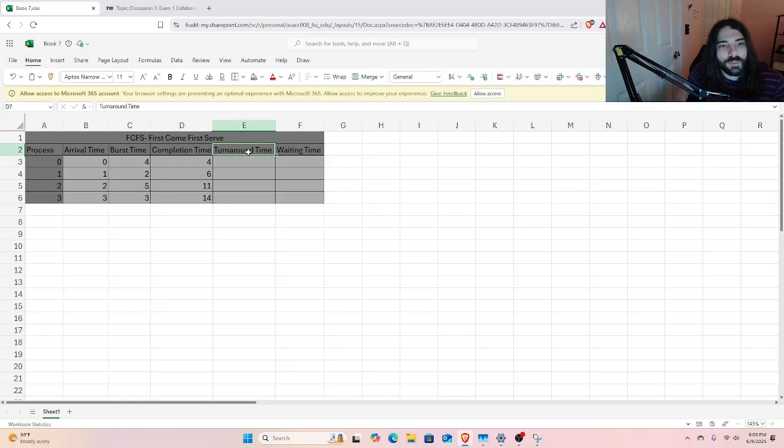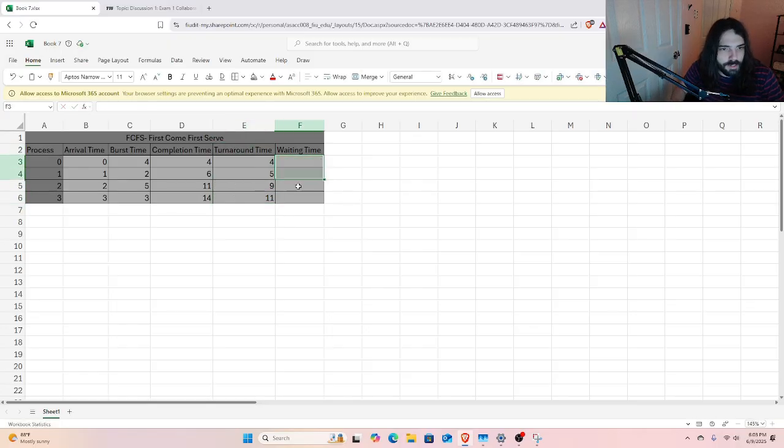Okay, so turnaround time is how much time it took in total. An easy way to remember how to get this is just the completion time minus the arrival time. So completion time of 4 minus 0 is going to be 4. 6 minus 1 is 5. 11 minus 2 is 9. And then 14 minus 3 is 11.